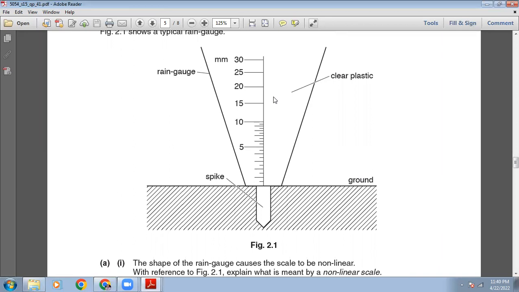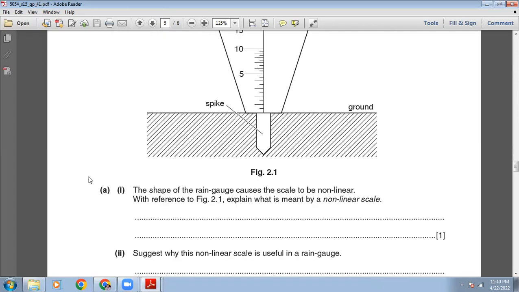You can see the readings from 0 to 5 millimeter, and they have a large distance between the divisions. From 5 to 10, the distance between the divisions has decreased. And from 10 to 15, he has not shown 11, 12, 13, 14. So as you go up, the distance between the readings is decreasing, due to the shape of this. The shape of the rain gauge caused the scale to be non-linear.